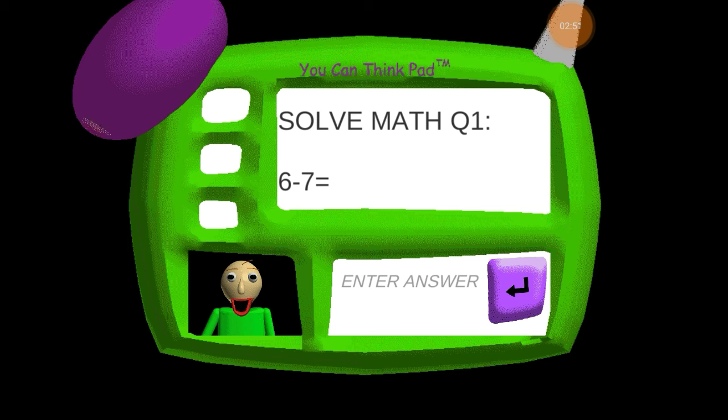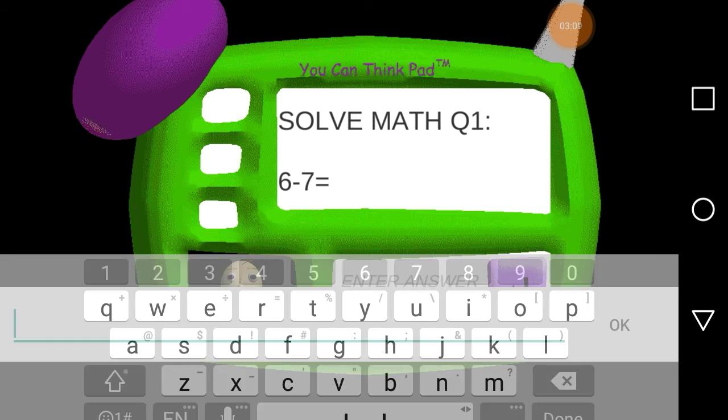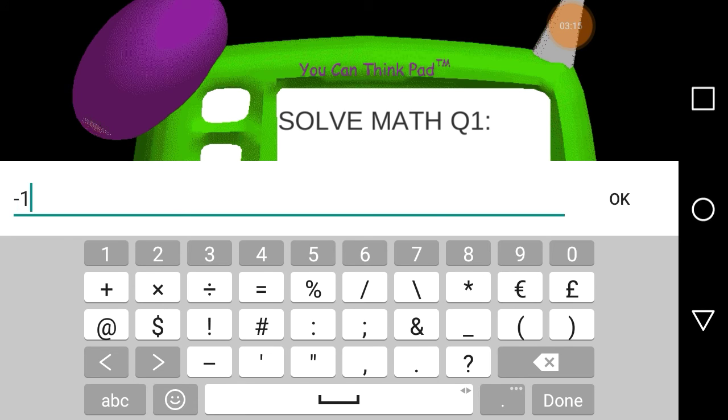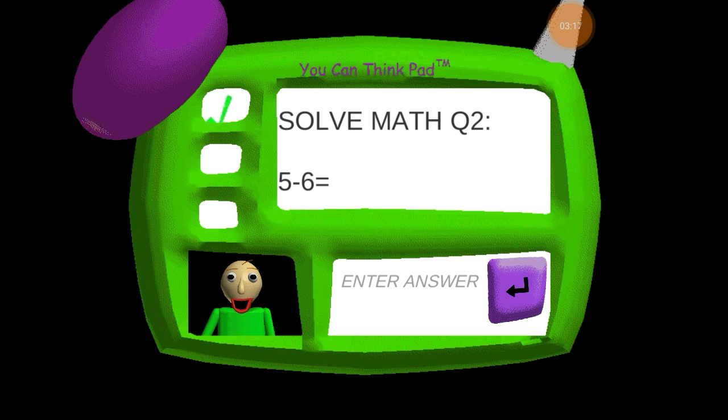Then 6 minus 7. Subject, math. Answer the 3 questions. 6 minus 7. And you might get something. Okay, got it. So put in your fingers. 7 minus 6 equals one. Press the enter key on your keyboard. So it's one minus... one. There we go.